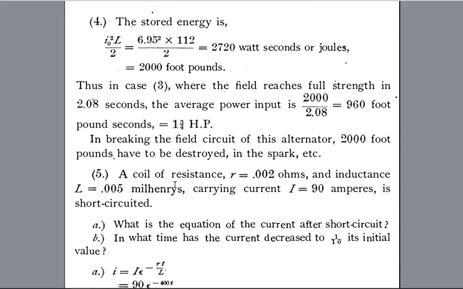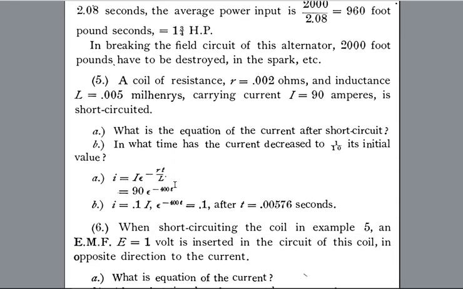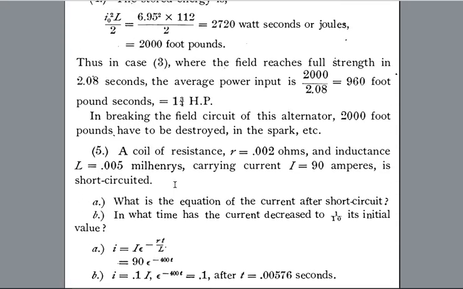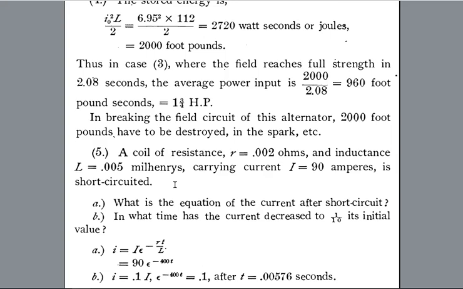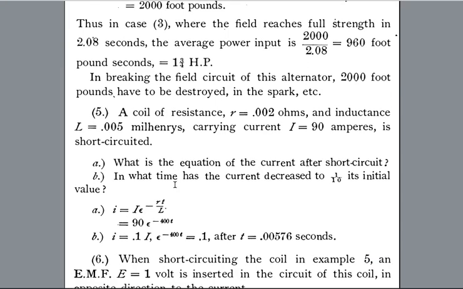5. A coil of resistance R equals 0.002 ohms, and inductance L equals 0.005 henries, carrying current I naught equals 90 amperes, is short-circuited. A. What is the equation of the current after short circuit? B. In what time has the current decreased to 1/10 its initial value?